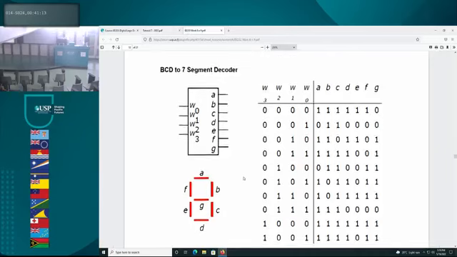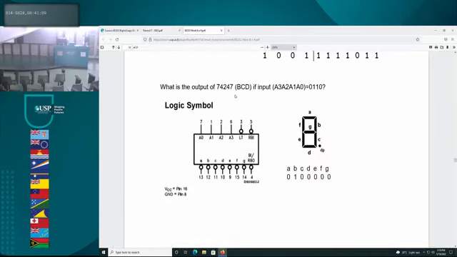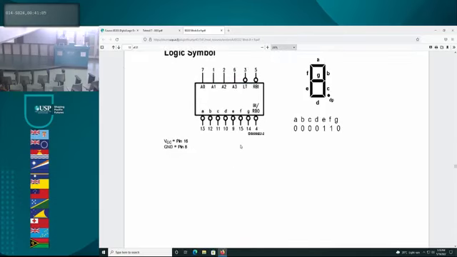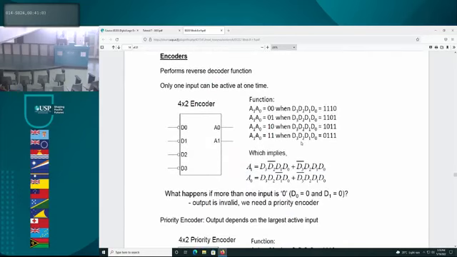Now, let's have a look at further topics, guys. There's a chip for that, right? The 74LS47. All right, there we go. That's the same thing, the chip. Then there were encoders. Remember I was talking about decoders? Encoders are exactly the opposite. Just like multiplexer and demultiplexer are opposites of each other, so are encoders and decoders.